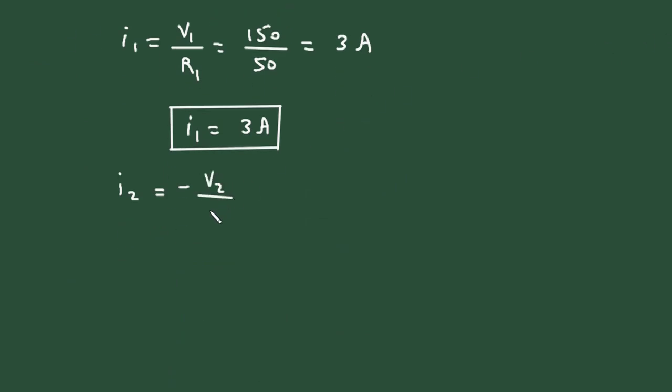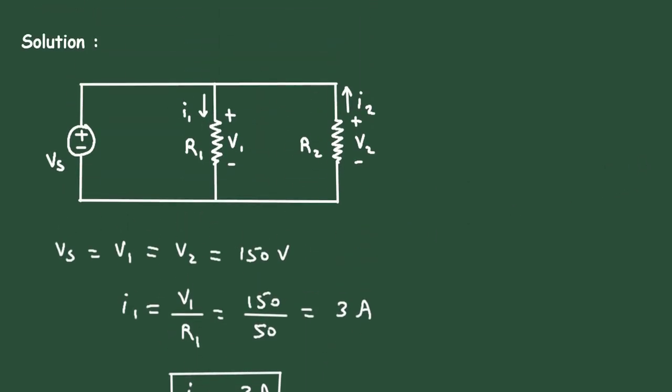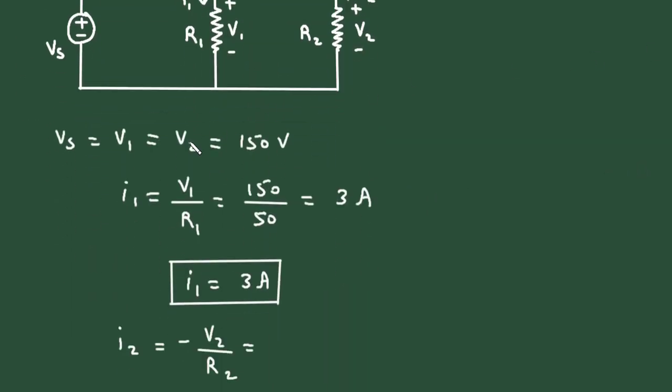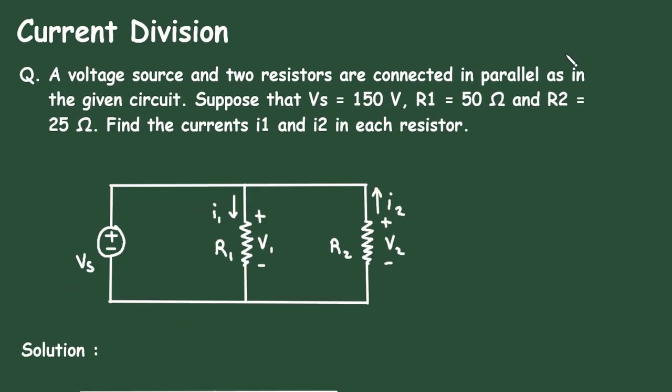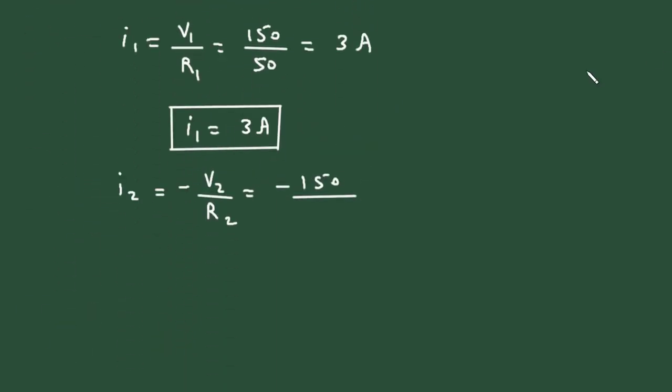V2 divided by R2. So voltage V2 is, here we can see voltage V2 is 150. So this will be minus 150 divided by resistance R2. So resistance R2 is equal to 25 ohm. So this will be 25. Therefore I2 is equal to minus 6 ampere.